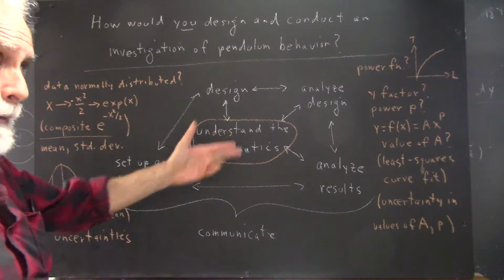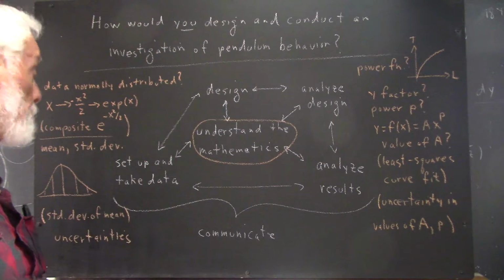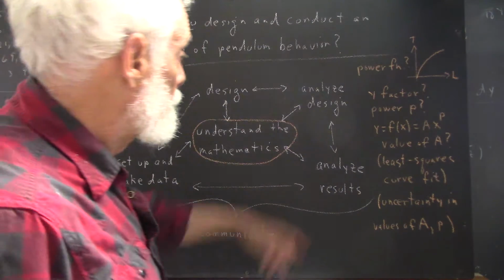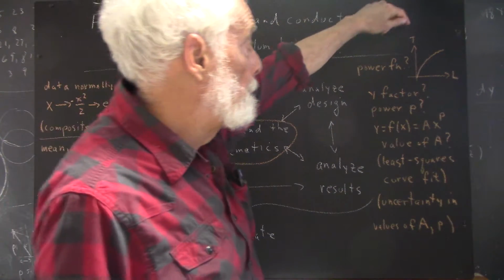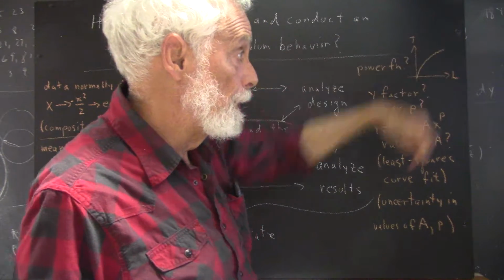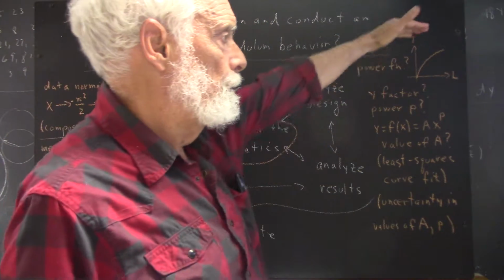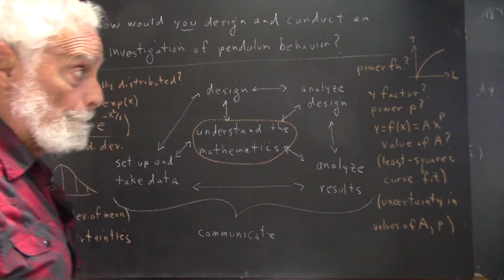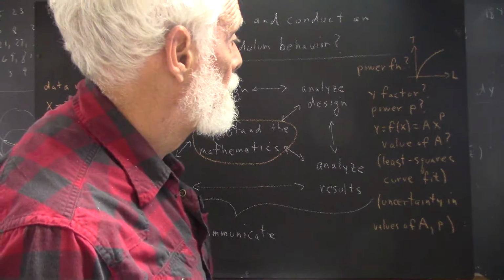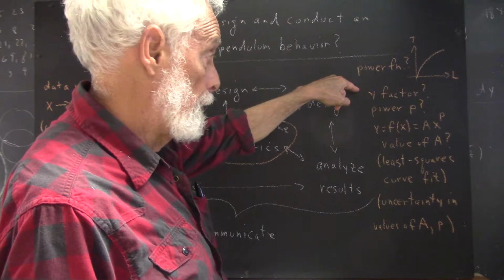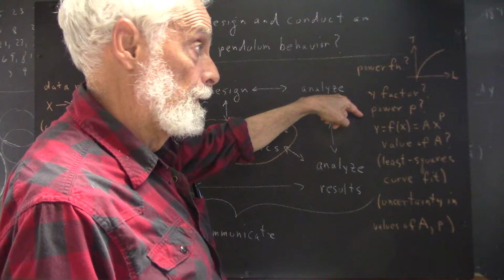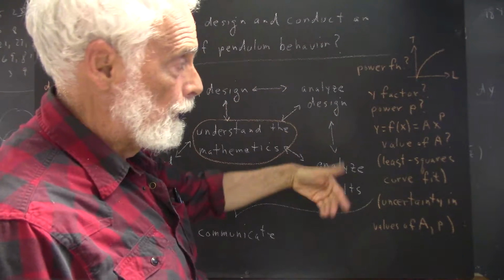A little bit about what it means to understand the mathematics. First, we're going to test our period versus length, T versus L, to see if we get a power function. If so, we want to find out what our y factor is. Having found our y factor, we can find the power p: log of the y factor over log of 2.